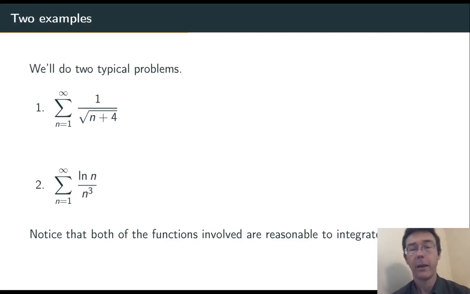Let's do a couple of examples. In each case, notice that we have some n's here, 1 over the square root of n plus 4 and ln of n over n cubed, that'll be reasonable to integrate. The integral test requires that we actually integrate functions, and so we need things that we can actually handle.